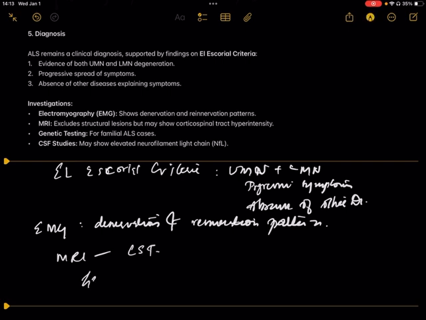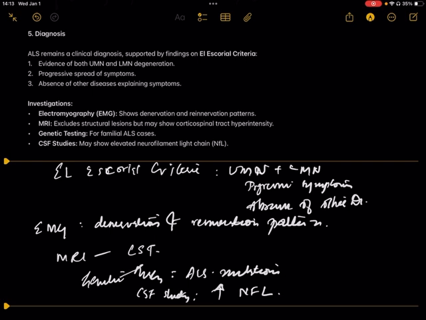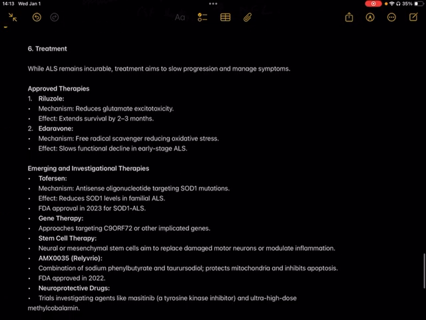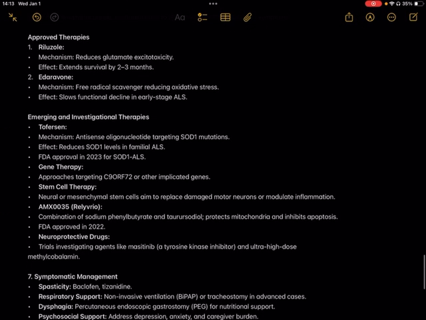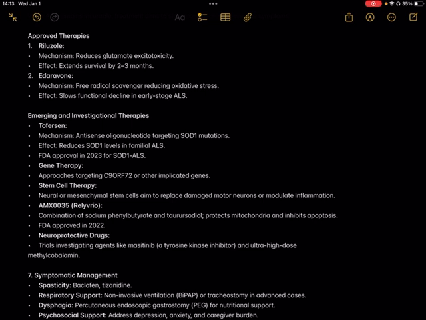Coming to genetic testing, ALS mutations can be tested. CSF study shows elevated neurofilament light chain. Coming to treatment options, the treatment aims to slow progression and manage symptoms. The available treatments are riluzole, which reduces glutamate excitotoxicity and extends survival by just 2 to 3 months.